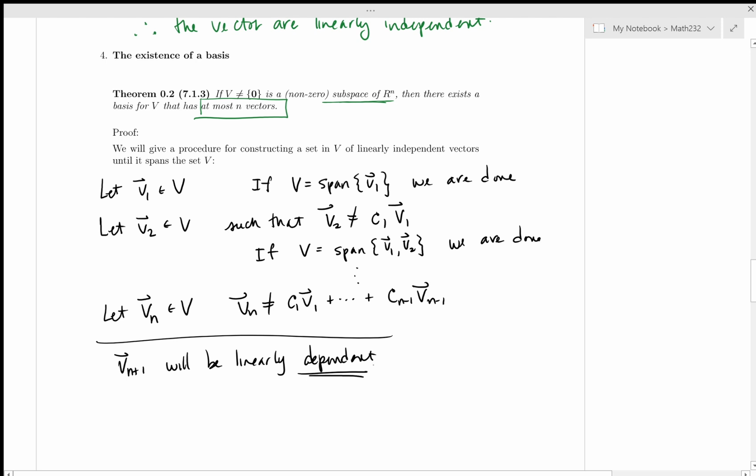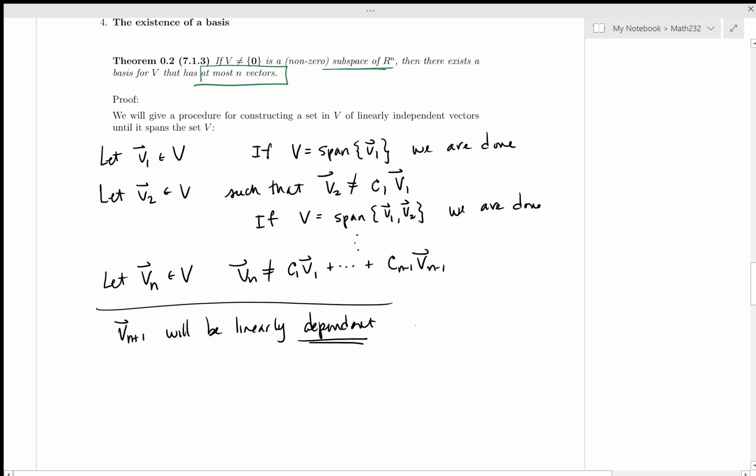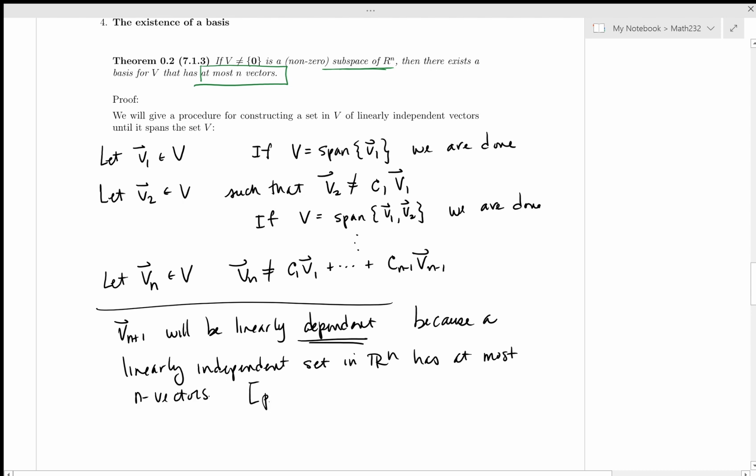Okay, why? Because a linearly independent set in Rn has at most n vectors. That was a theorem from some time ago, on page 131, theorem 3.4.8, which basically says a set with more than n vectors in Rn is linearly dependent. So we're guaranteed the existence of this basis for the subspace, and that it will have at most n vectors.